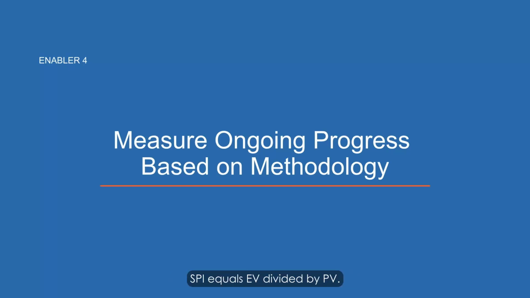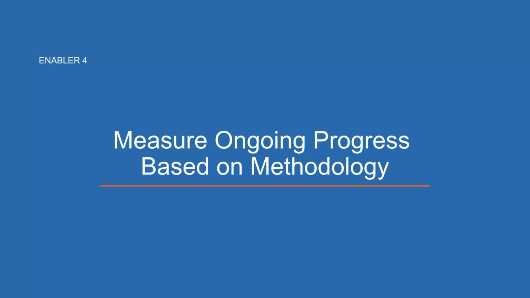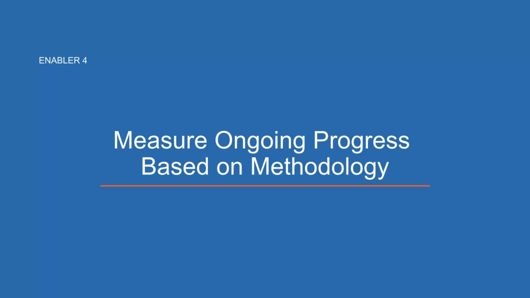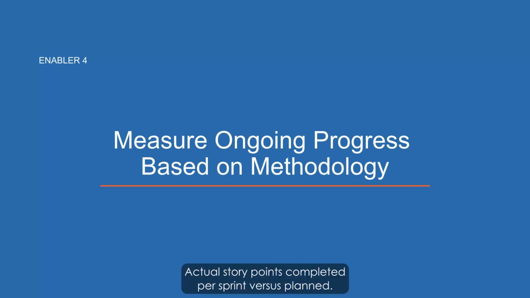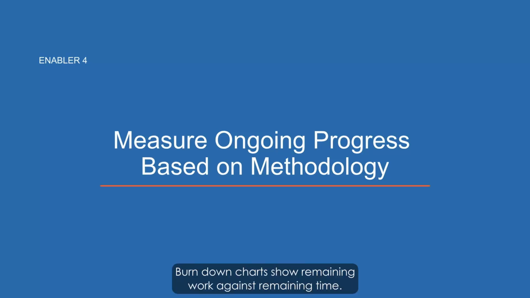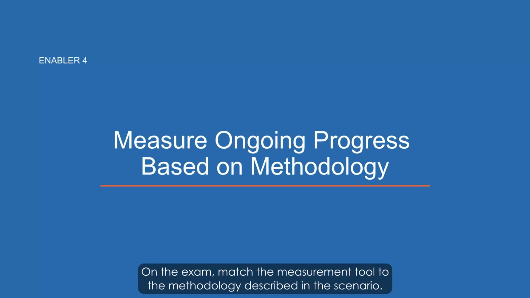SPI equals EV divided by PV. SPI below 1 means behind schedule. SPI above 1 means ahead. Milestones are also tracked as binary, complete or not, and provide a simple progress check. In Agile projects, velocity is the schedule measurement, actual story points completed per sprint versus planned. Burn down charts show remaining work against remaining time. On the exam, match the measurement tool to the methodology described in the scenario.